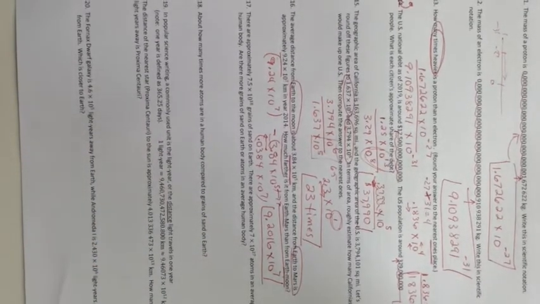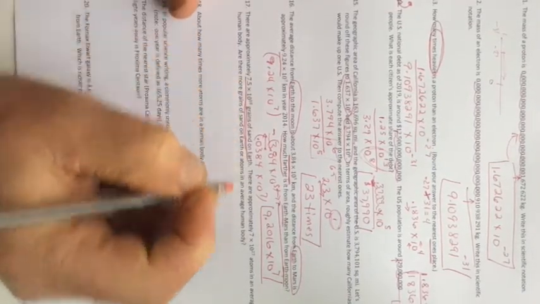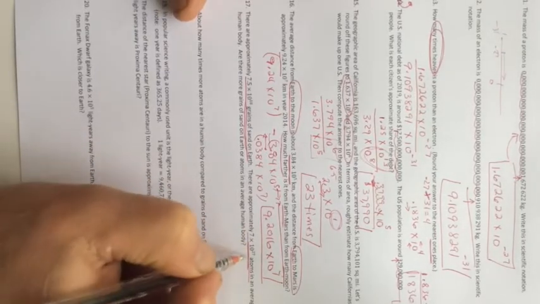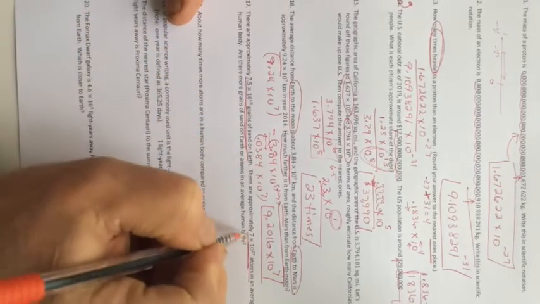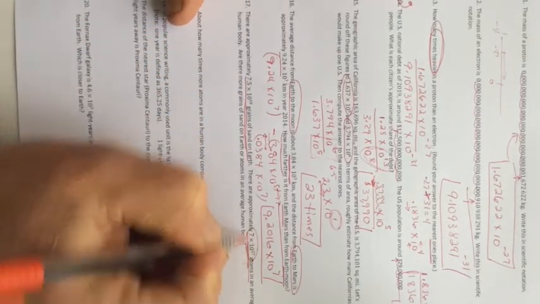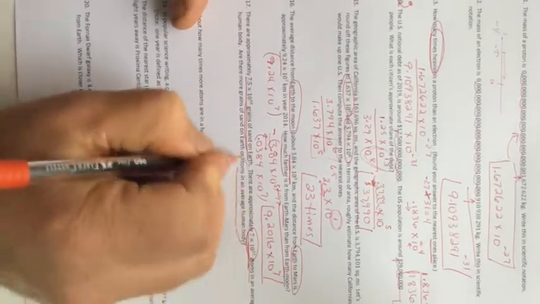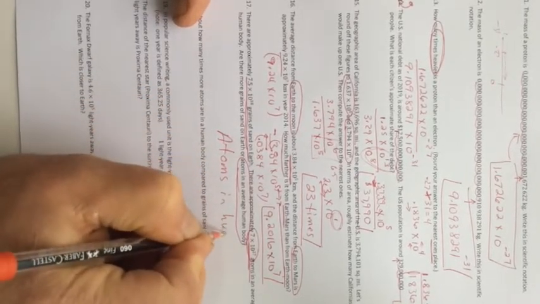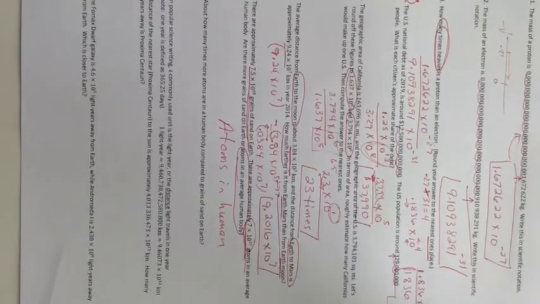Number 17, there are approximately this many grains of sand on Earth. That's a lot. There are approximately this many atoms in the human body. That's even more. Are there more grains of sand on Earth or atoms in the body? Look, this is a much bigger number, 27 moves versus 18 moves. There's many more atoms in the human body. There are more atoms in the human body than there are grains of sand on Earth.